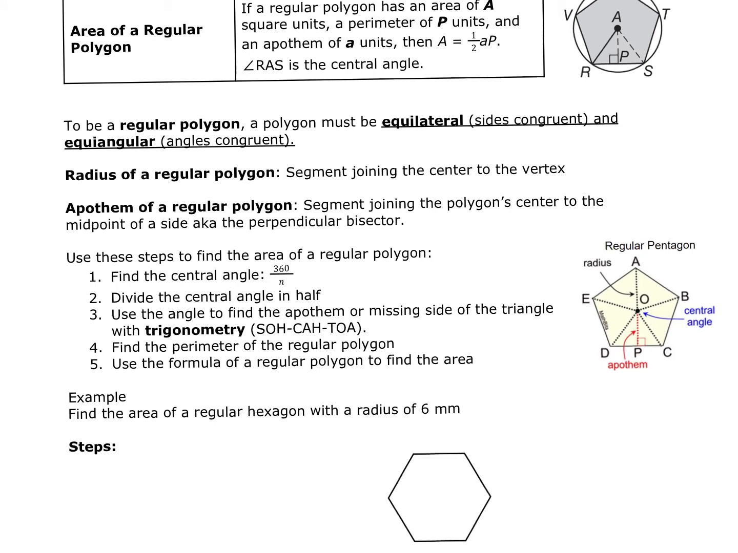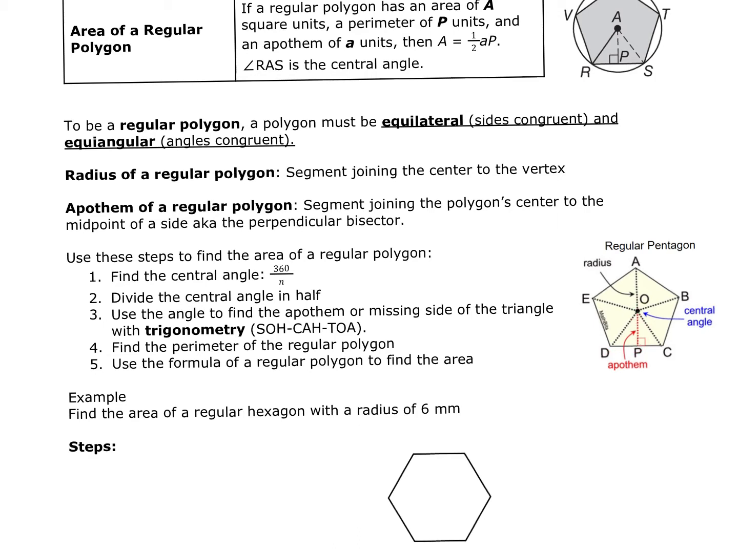Well, first things first, we're going to need to find the central angle of our miniature triangles. The central angle is determined by looking at 360 degrees, which is essentially the number of degrees around any point in space, dividing that 360 by the number of sides in the polygon to give us the central angle measurement, in this case the measurement of DOC. We'll divide that central angle in half to give us the angle between one of the radii and the apothem.